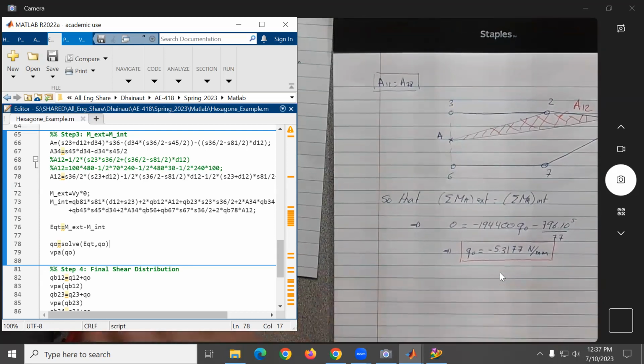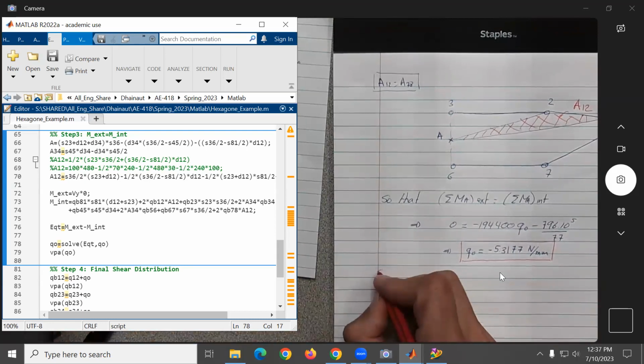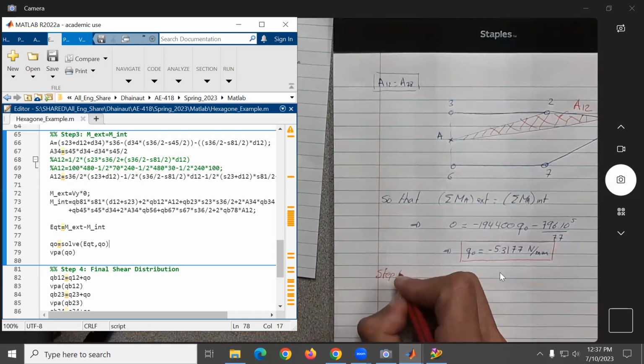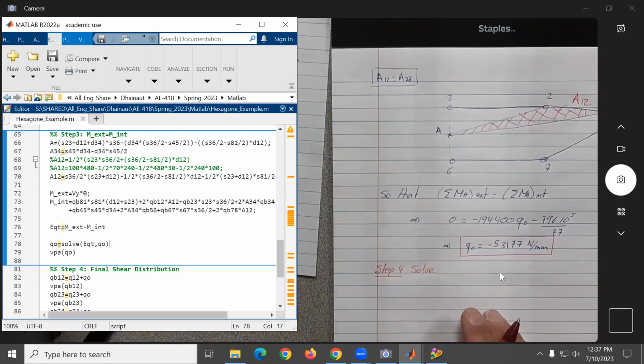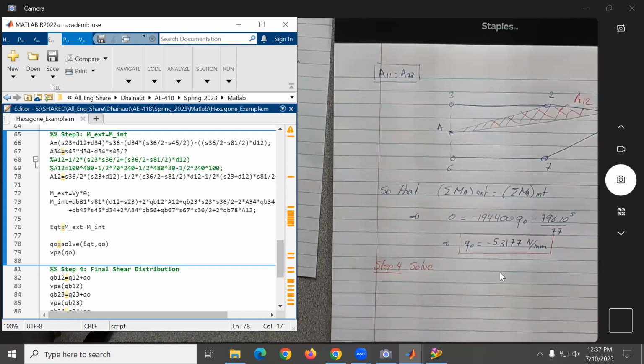Okay, so finally we did steps 1, 2, 3. What should be step 4? I mean, we are done basically. Wasn't it step 4 already? So maybe, yeah, to solve. Yes, probably.